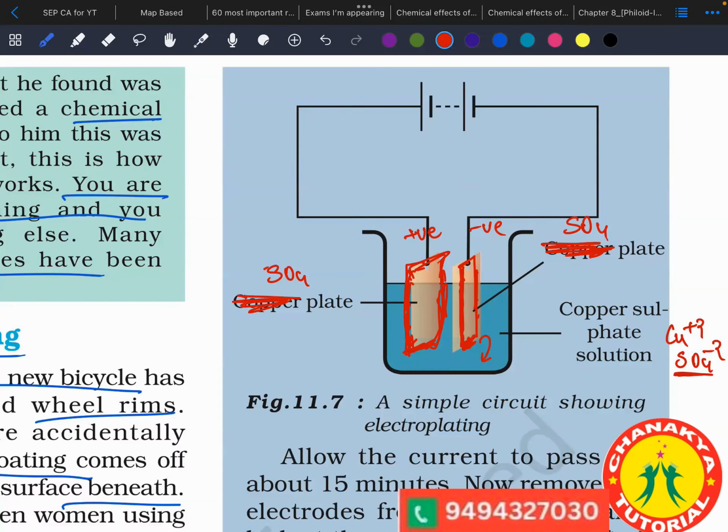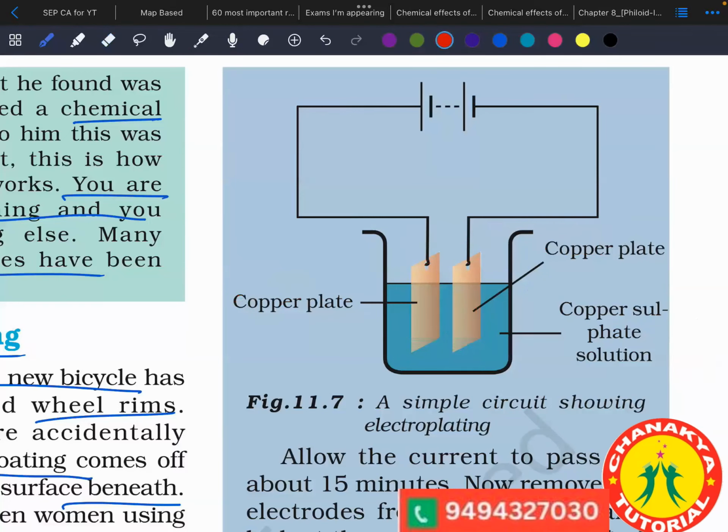Okay, got it? What I'm explaining is that if you want to deposit copper on the negative plate, you need to have a copper plate at the positive terminal also, so that the positive terminal plate will break down, it will become small, and it gets deposited on the negative terminal plate.